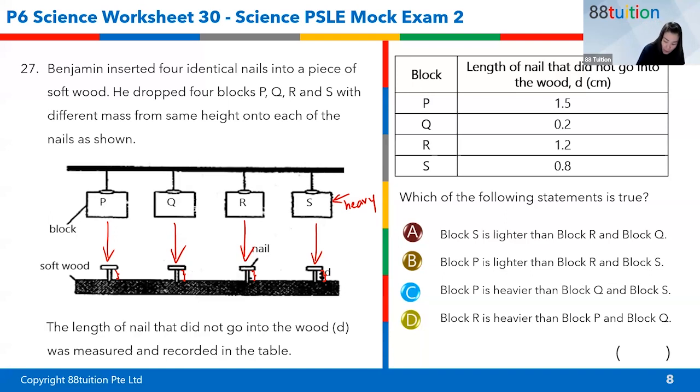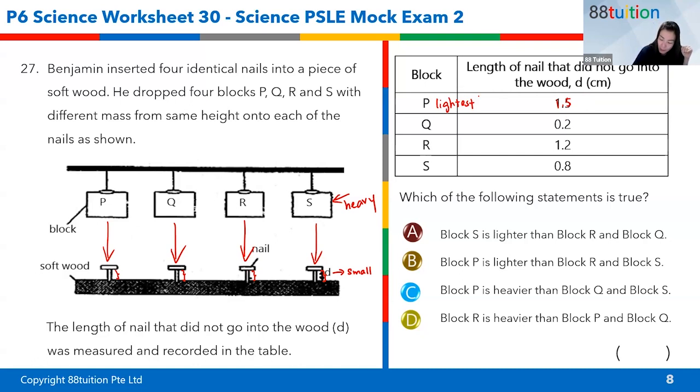So if this is very heavy, the nail will actually be hit into the soft wood, right? So the distance will be very small. Do you understand the relationship now? So when I look at every piece of this data, he tells me the distance left from the top of the nail to the soft wood is 1.5 cm. Seems like a lot. So do you think block P is heavy? It's not. In fact, the length here is the most, so this is the lightest.